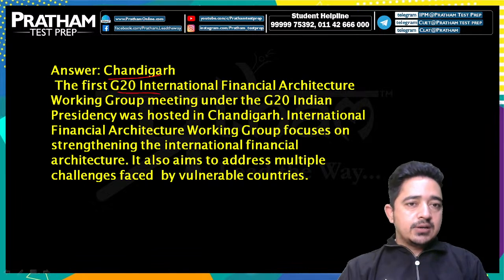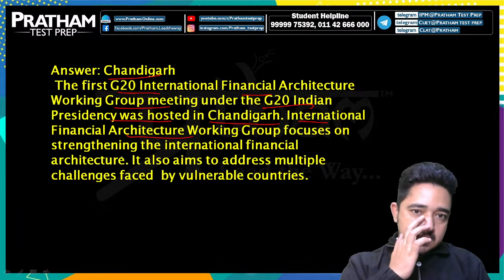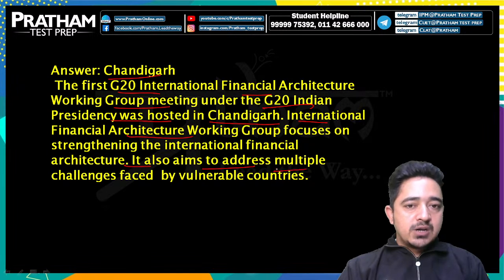The first G20 International Financial Architecture Working Group meeting under the G20 Indian presidency was hosted in Chandigarh. The International Financial Architecture Working Group focuses on strengthening the international financial architecture. It also aims to address multiple challenges faced by vulnerable countries.